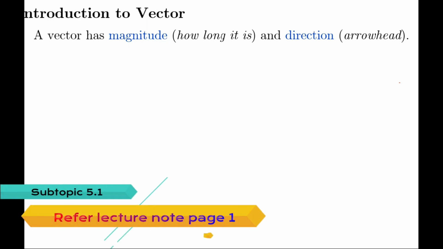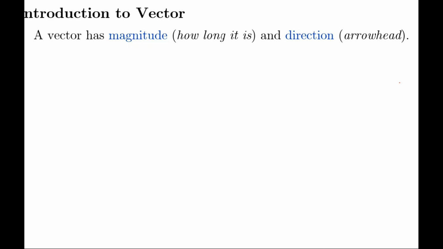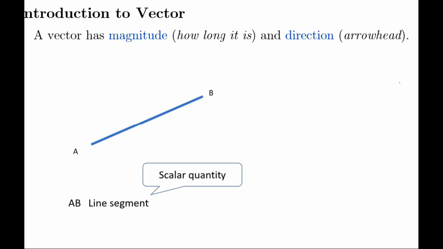What is a vector? A vector has magnitude, how long it is, and direction, the arrowhead. For example, we have line AB. We have the magnitude, but we don't have the direction. So AB, we call it a line segment. This is a scalar quantity.